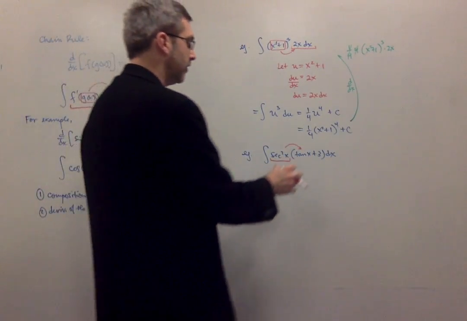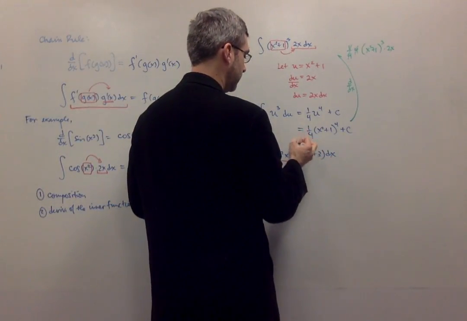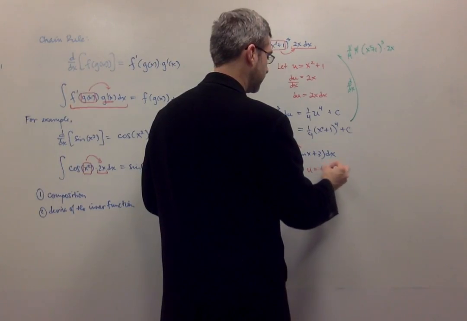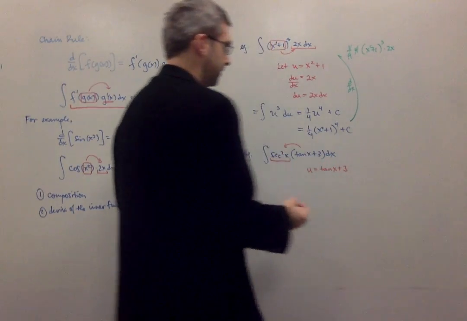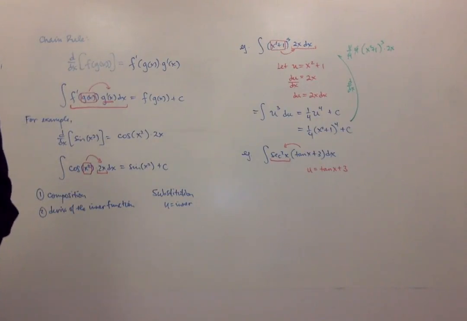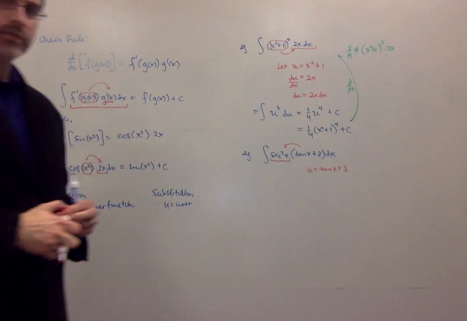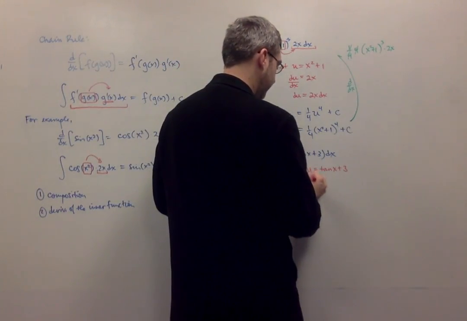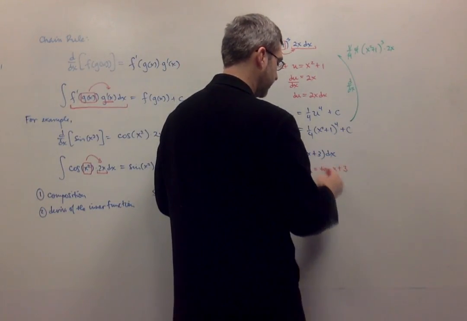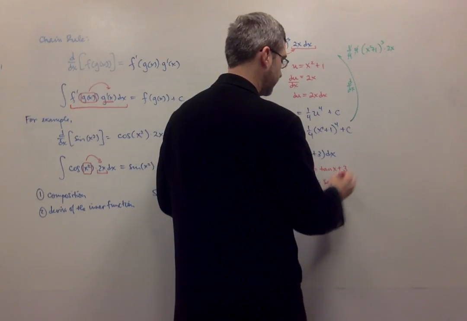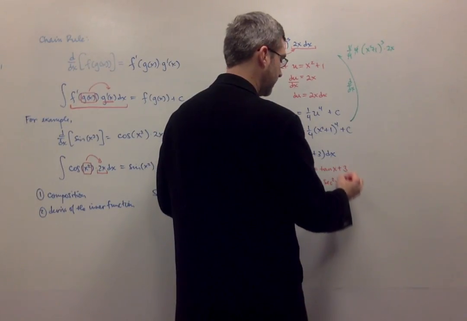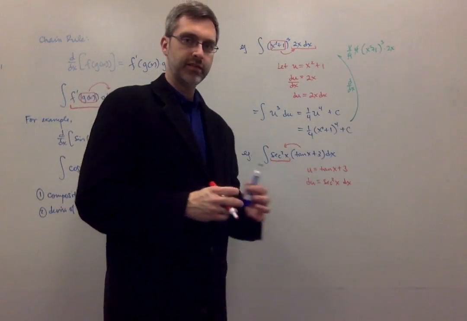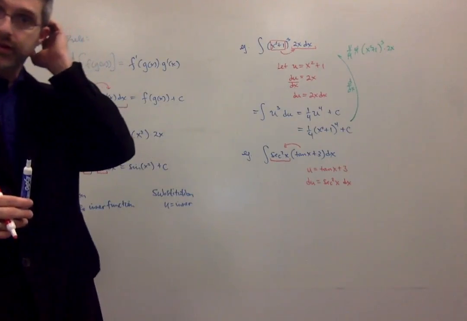Okay, so if we made a substitution that was u equals tangent plus 3, what you would notice is that the derivative, if I look at the differential du, the derivative of tangent is secant squared, but the derivative of 3 is just 0. So my du is secant squared x dx. That is my differential there.